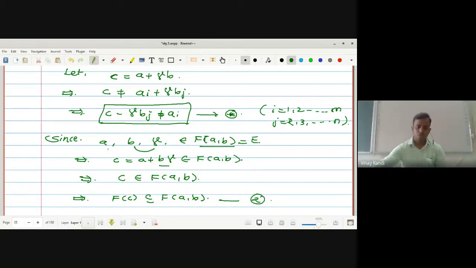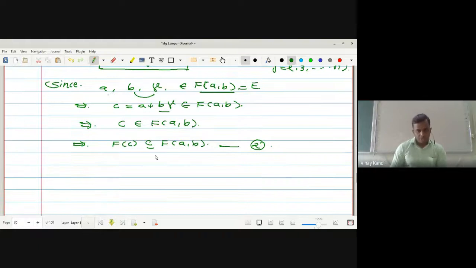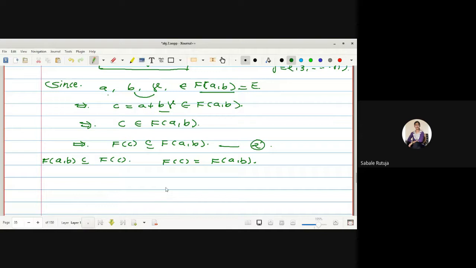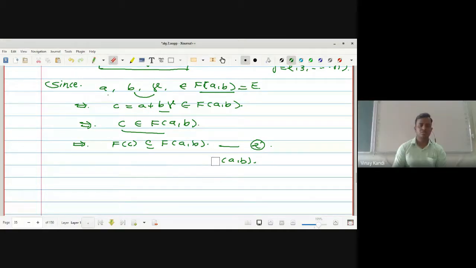If we prove that F of a, b is contained in F of c, then these two must be equal: F of c is equal to F of a, b. So there exists c belonging to F of a, b such that F of a, b is equal to F of c. That part we will see in the next lecture, tomorrow. Up to here, any doubt?